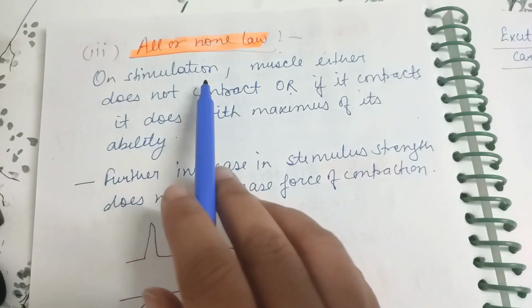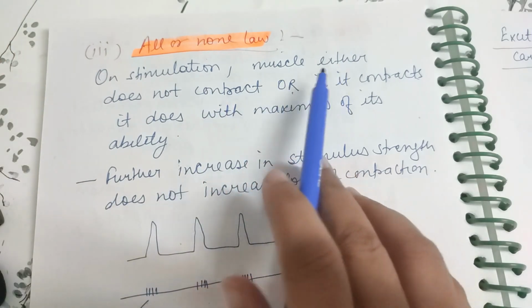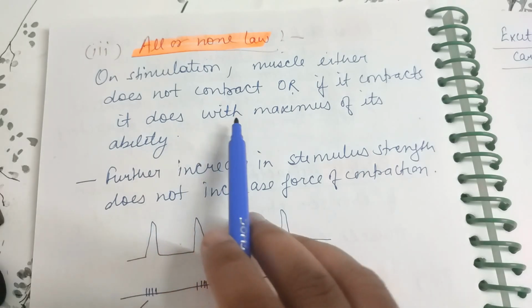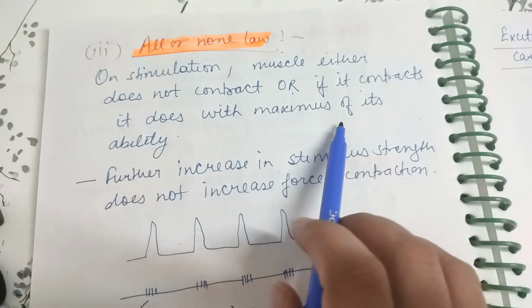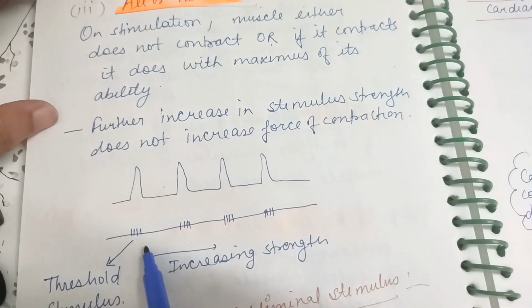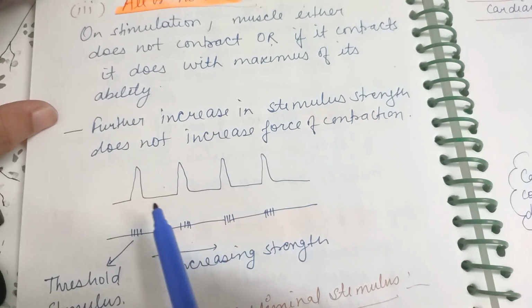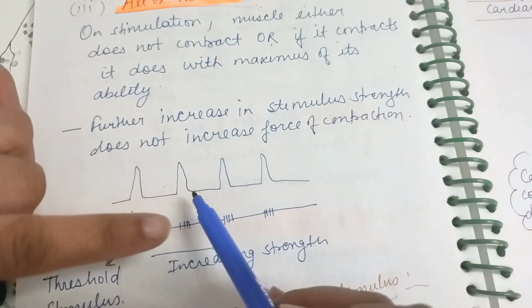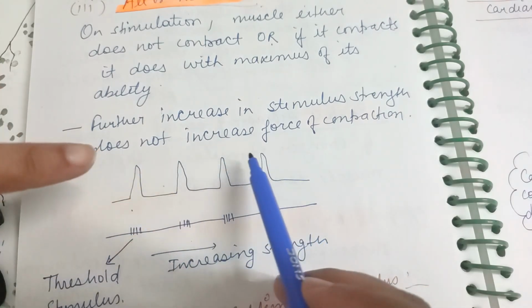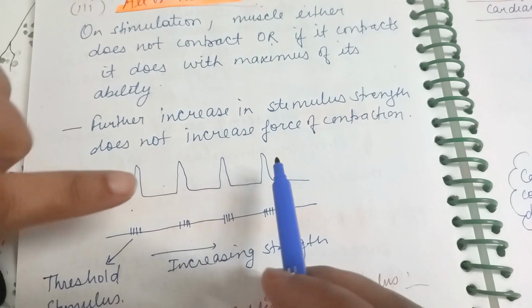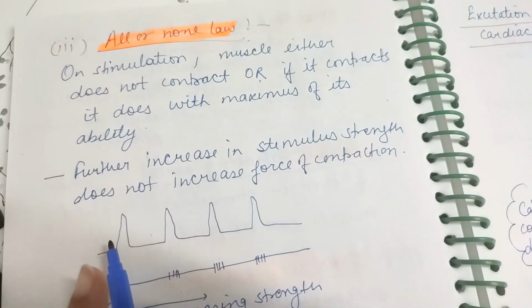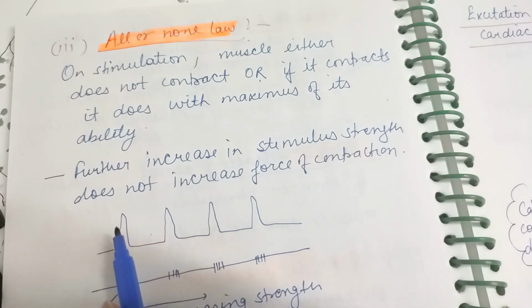Basically, on stimulation of cardiac muscle, the muscle either doesn't contract, or if it contracts, it does so with the maximal of its capacity. What that means? Whenever you stimulate a muscle, if it gives a response, it will be maximal. So every time you will get the same force of contraction or the same strength of contraction. So that is the all or none law. Means either there will be no response, or if there is a response, the muscle will contract to its maximum ability.